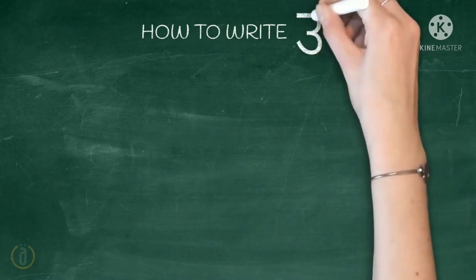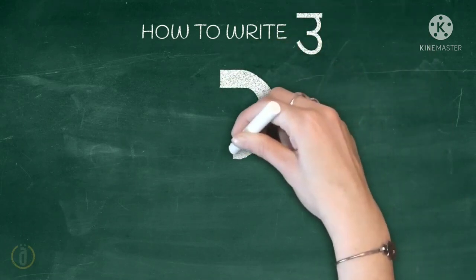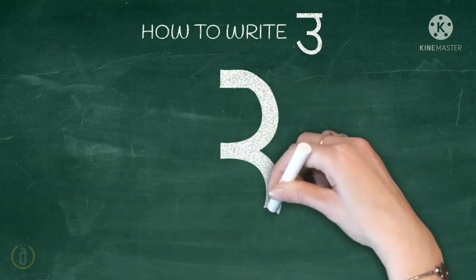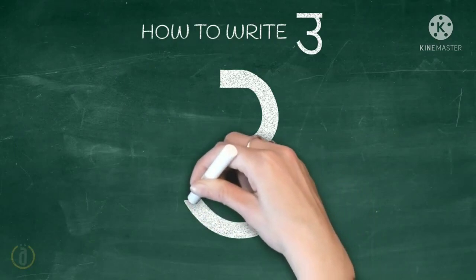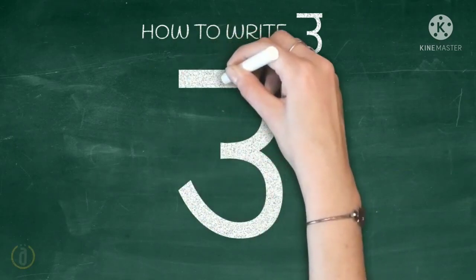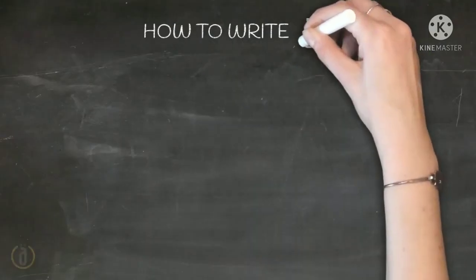U is very easy to draw. Just draw a left curve and then join another left curve at the end of the first curve. And then you join a small sleeping line on the top. Next letter is Oo.